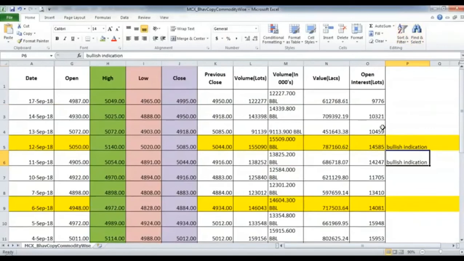Then it started reducing, and it is very common to reduce. Why? Because the contract is expiring. So people will roll over, and they will move on to the October contract.